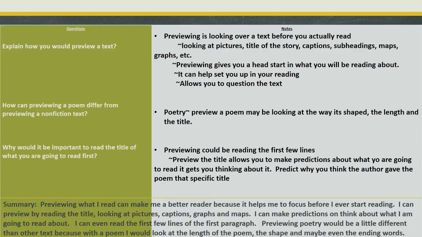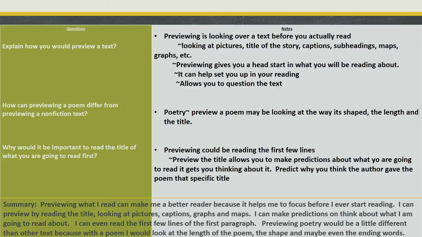And then the third one I have is, why would it be important to read the title of what you are going to read first? And again, it allows me to take those notes and then those questions. And these questions, essentially what they're supposed to do is give you a guide to study for before a test. If I were to say we're going to have a test on previewing and the importance of previewing, then you could pull out these notes and be able to study over them and what that meant.